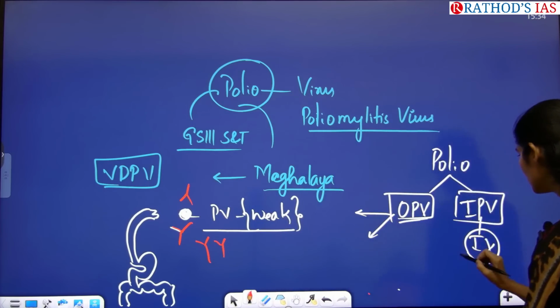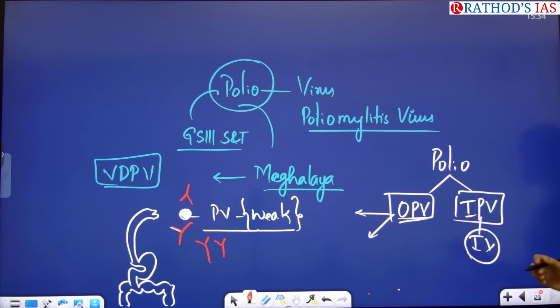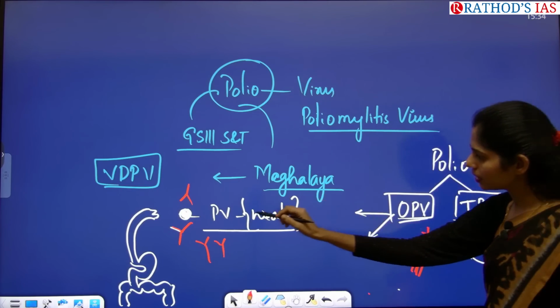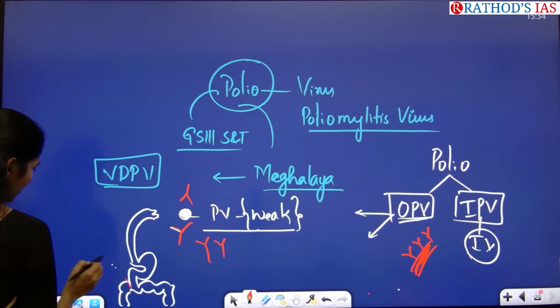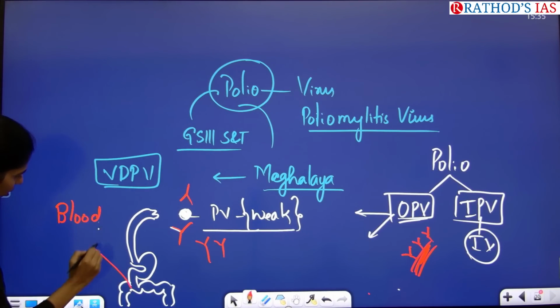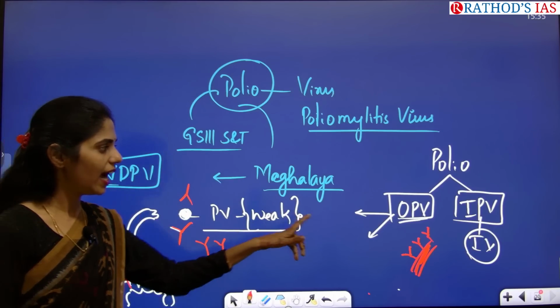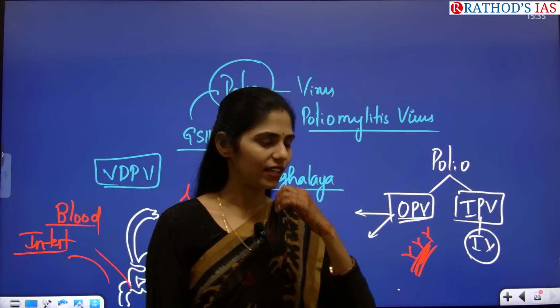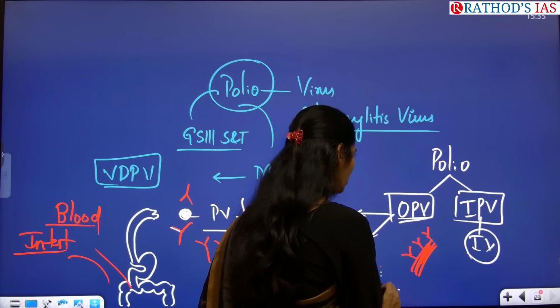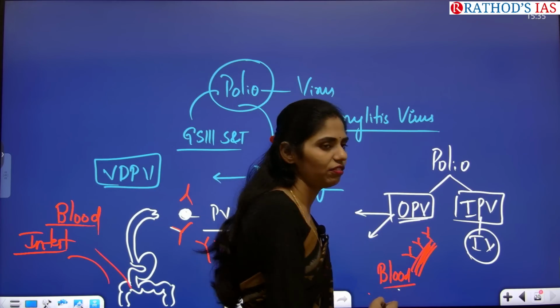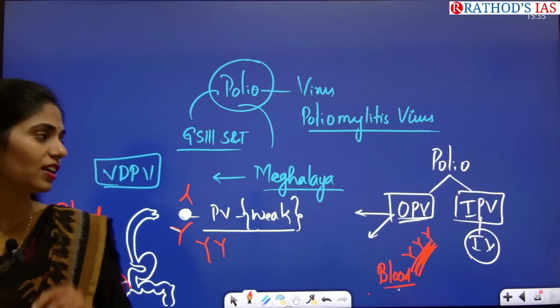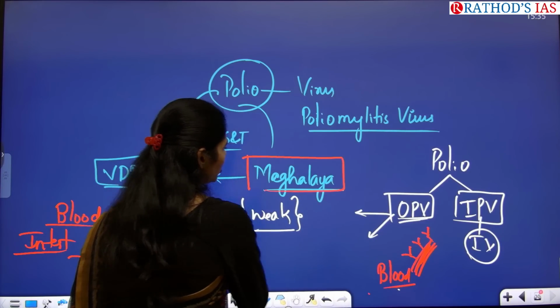So whenever this inactivated polio virus is given directly to the veins, okay, IV, in the blood these antibodies will be generated. But in the oral one, these antibodies will be generated in your blood and also in your intestine part. In your intestine and in your blood, you will be having antibodies if you are taking this oral polio vaccine. And if you are taking this IPV, inactivated polio vaccine, here you will be having antibodies only in your blood, not in intestine. So which is more efficient? Oral polio vaccine, right?